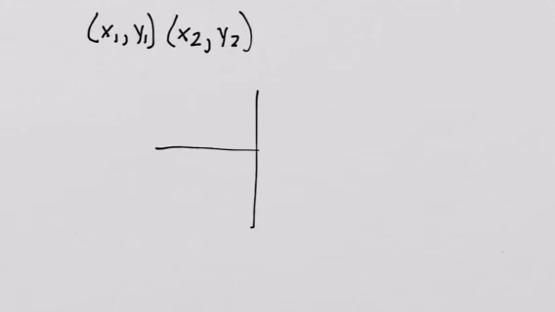In this video, we're going to talk about finding the distance between 2 points on the coordinate plane. So let's assume that we have the point x1, y1, and x2, y2. And I'm going to go ahead and just plot these. So these are just going to be two random points. x1, y1, and then x2, y2.